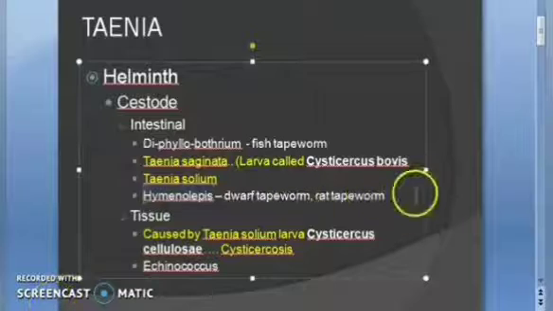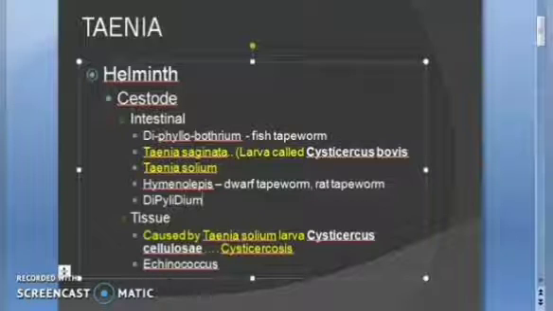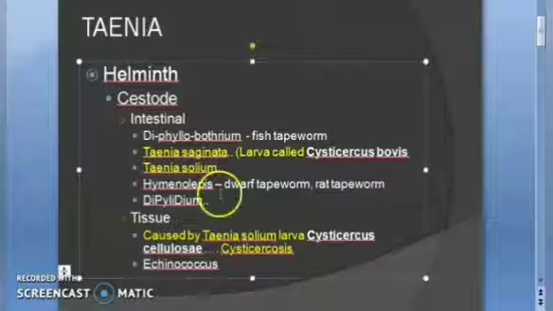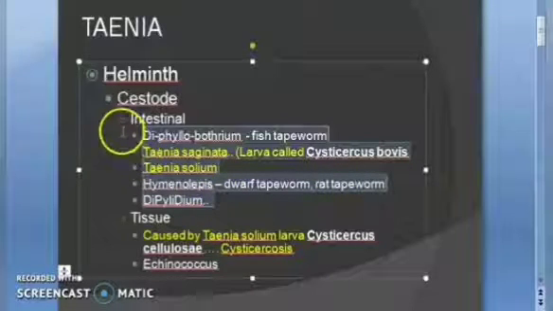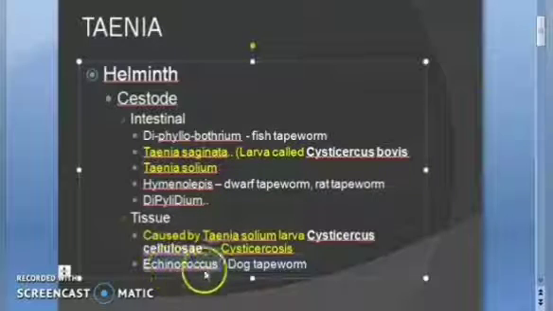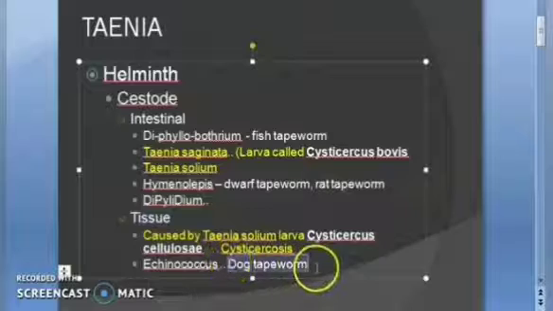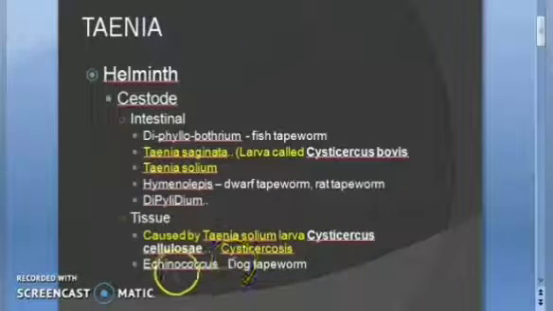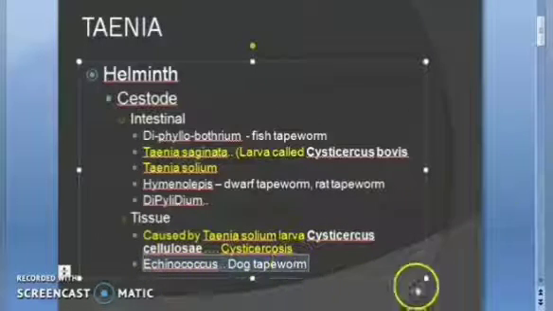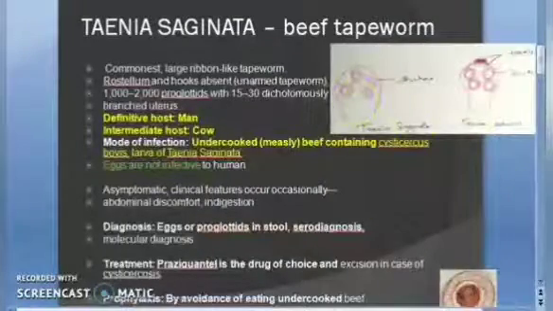Okay. There's one more here called Dipylidium species. This is also a tapeworm only, which causes intestinal problems. Okay. And this Echinococcus actually infects the tissue. It is called the dog tapeworm. So, it is also a cestode. Okay. Now, let's move on to what else we have seen.